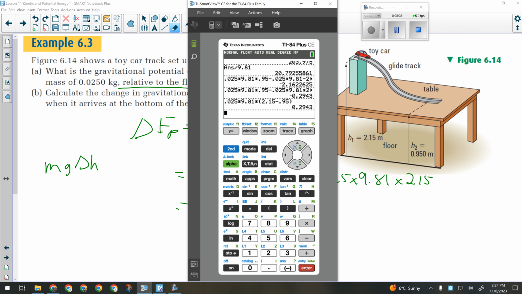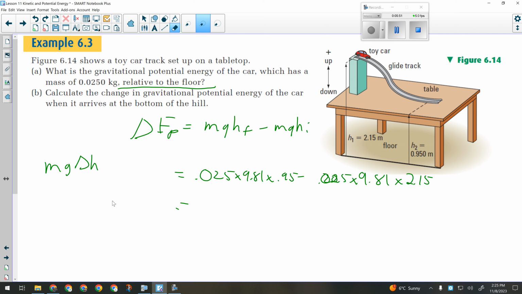1.2. 1.2. Okay, but look, I get the same number here, right? 0.2943, okay? That only works for potential energy. Don't think you can do that with kinetic where the number is squared, okay? It doesn't work the same way when it's squared, right? All right, questions on how that one works?